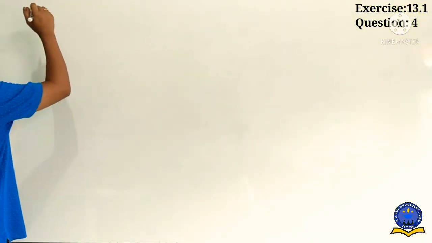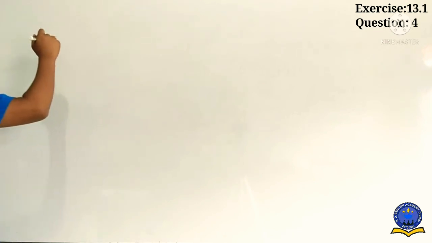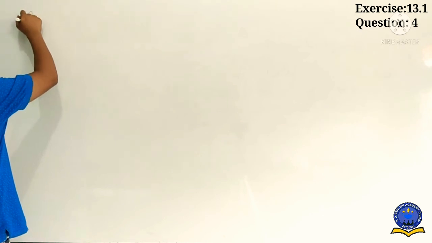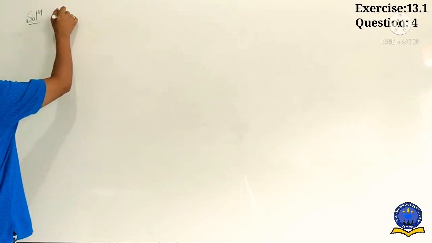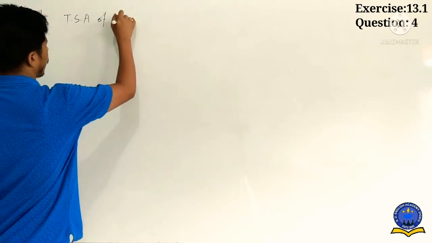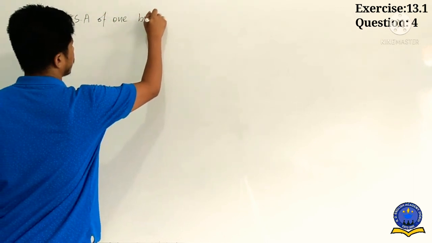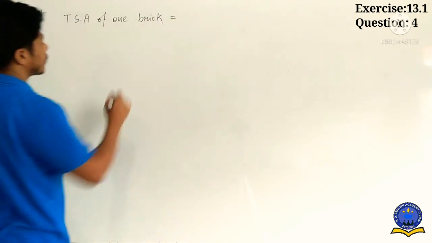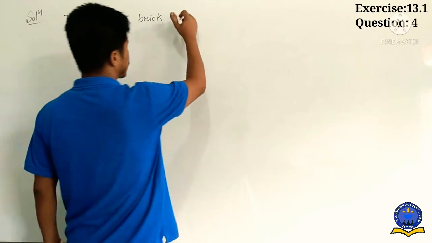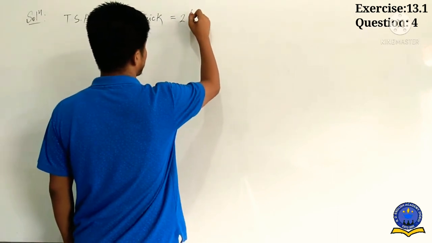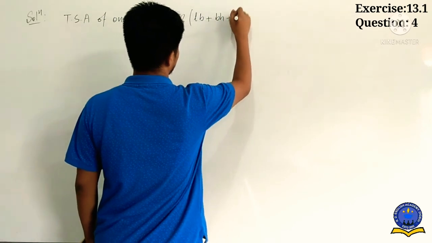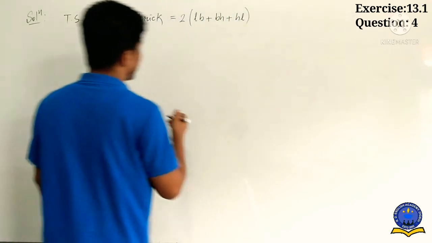First of all, we have to find out the total surface area of one brick. So we write the solution. First, the total surface area of one brick. For that, because the brick is in the form of a cuboid, the formula is 2 times of length into breadth, plus breadth into height, plus height into length, isn't it?